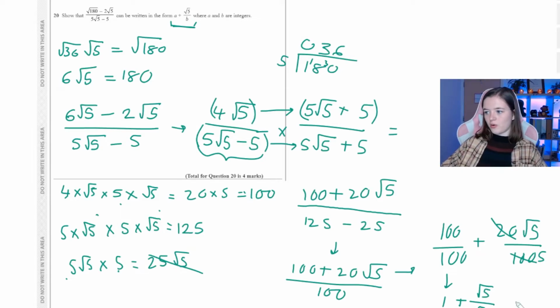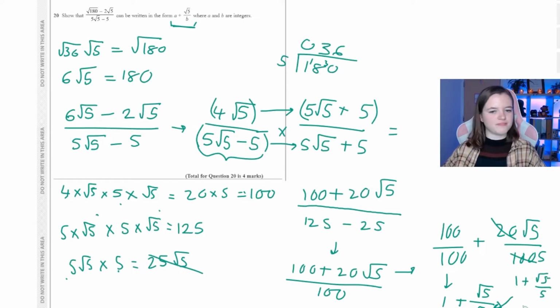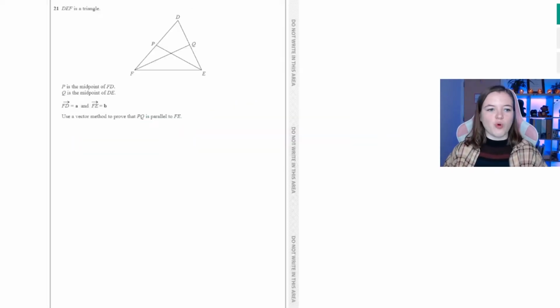Ta-da! What a long question. Oh no, you can't even see it. Well, trust me, that's a 5 down there. This number here, just the number 5. So it's 1 plus root 5 over 5. There you go. Right. Okay, question 21.